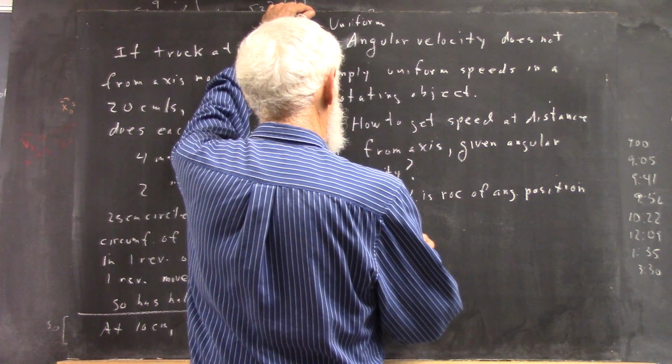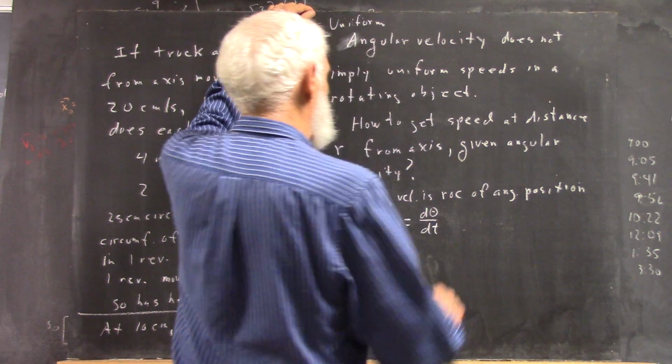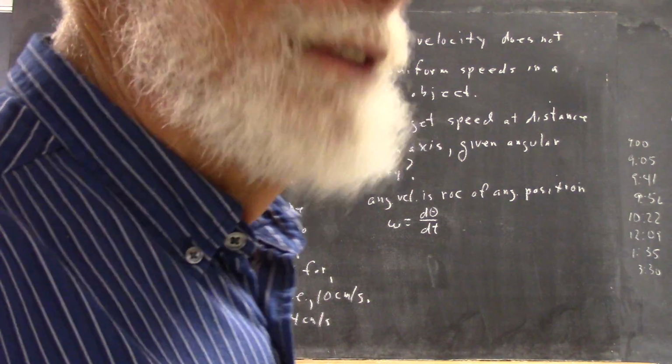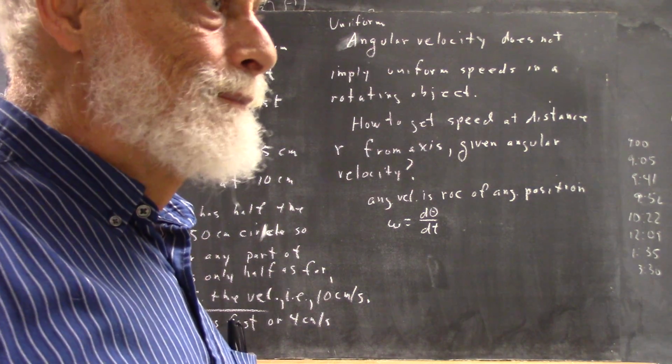Omega equals d theta dt. Now we've defined this, but you haven't had an assignment that makes you really retrieve that. Okay?